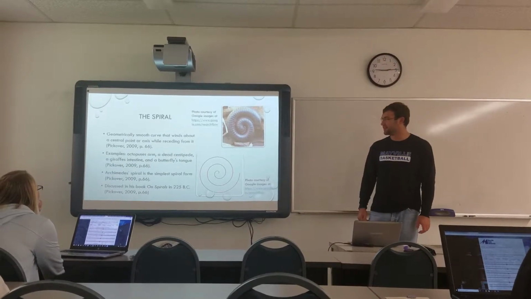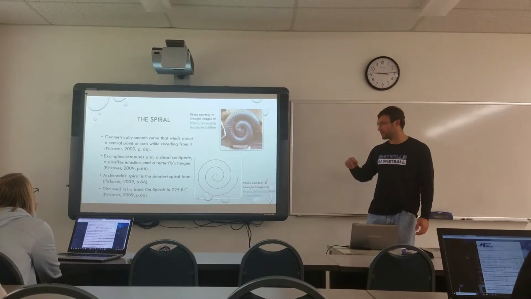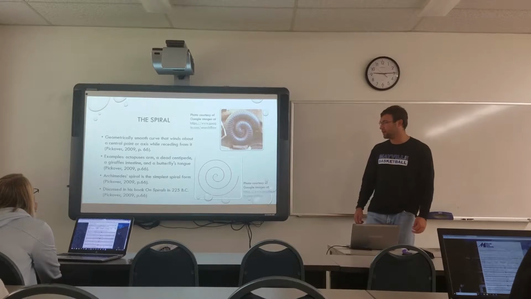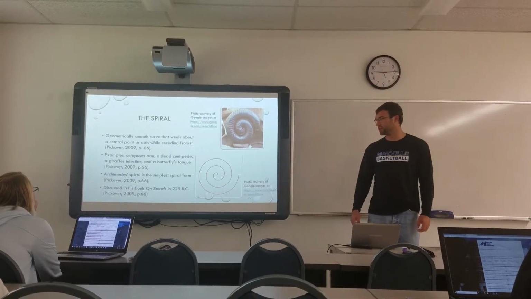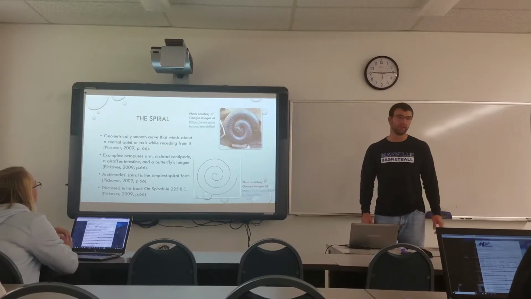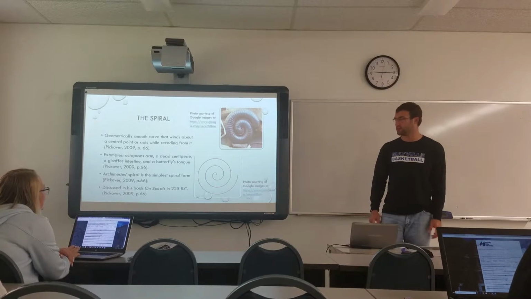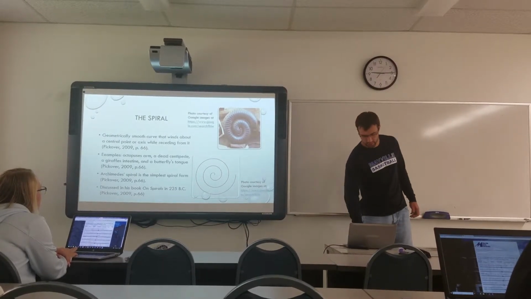And then, yeah, Archimedes' spiral is the most simple form of a spiral. And that's just the revolving pattern, as you can see. And then he discussed this in his book on spirals in 225 BC. And he passed away, I think, in 212 BC. So he wrote that book not too far from the end of his life, probably 10 years before he died.